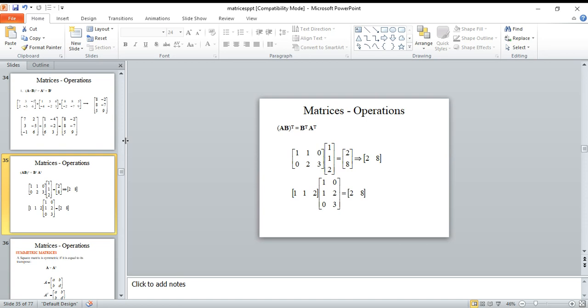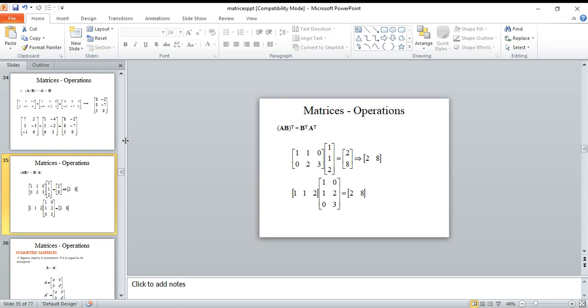Next, second row with the first column. 0 into 1 is 0. 2 into 1 is 2. 3 into 2 is 6. 2 plus 6 is 8. So [2; 8] is the AB matrix. And B transpose and A transpose are here. The column matrix 2, 8 is converted by transpose into the row matrix 2, 8.